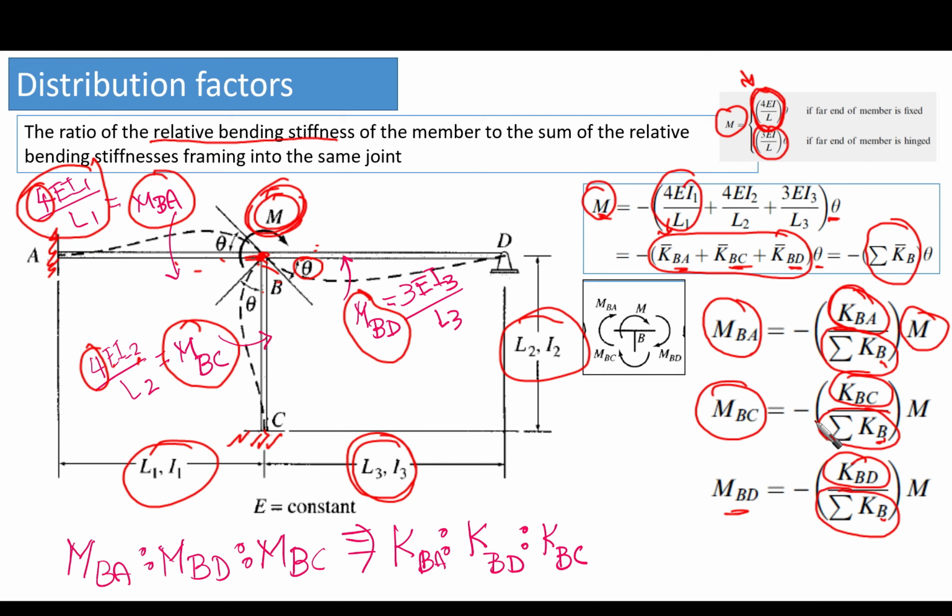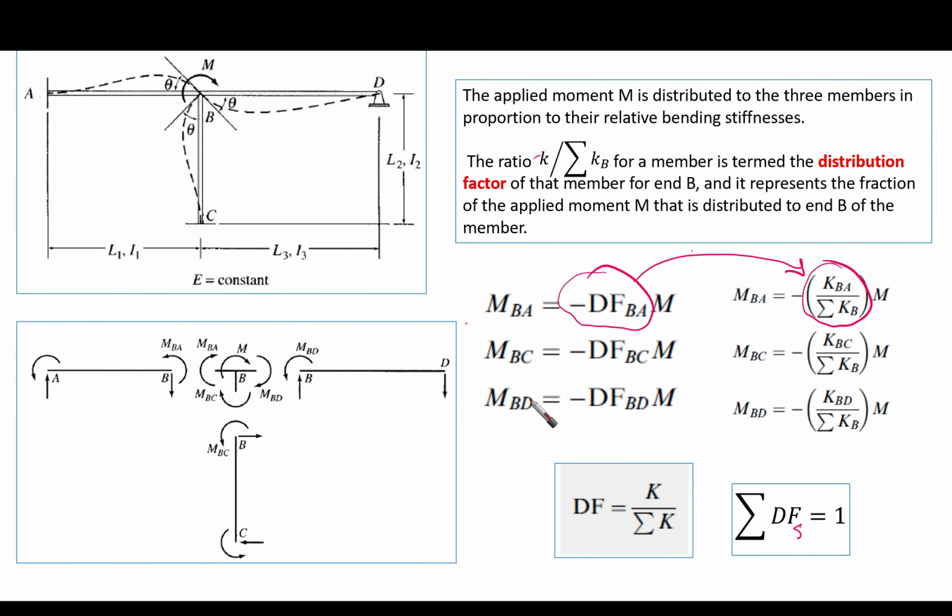This is what we call the ratio of the moment with respect to the applied moment. Then, where is the distribution factor here? It is going to be shown to us here.